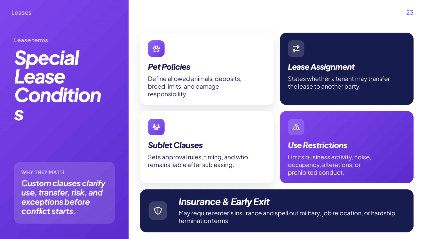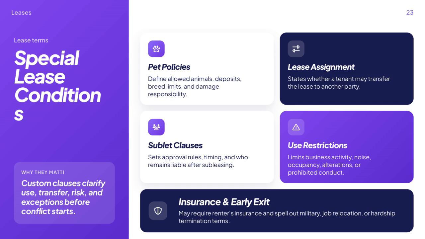Finally, insurance and early exit provisions may require renters to have insurance and explain conditions under which a tenant can terminate the lease early, like for military service, job relocation, or financial hardship. All these elements combined make leases clearer and more manageable, protecting both parties by setting clear, agreed-upon rules from the start.